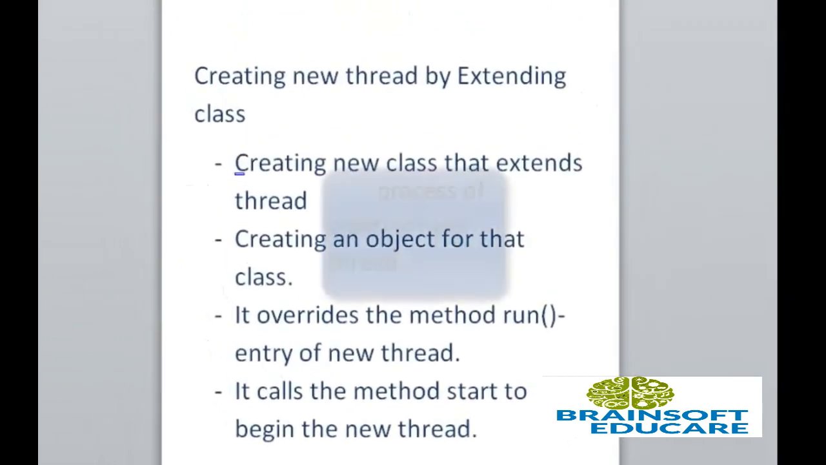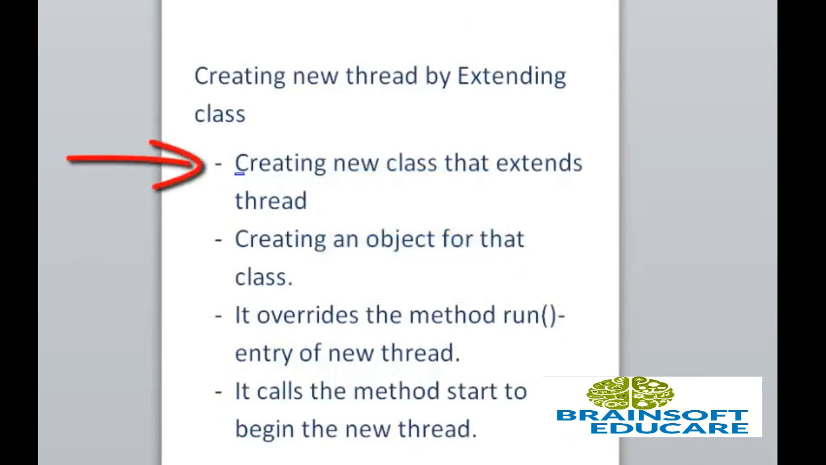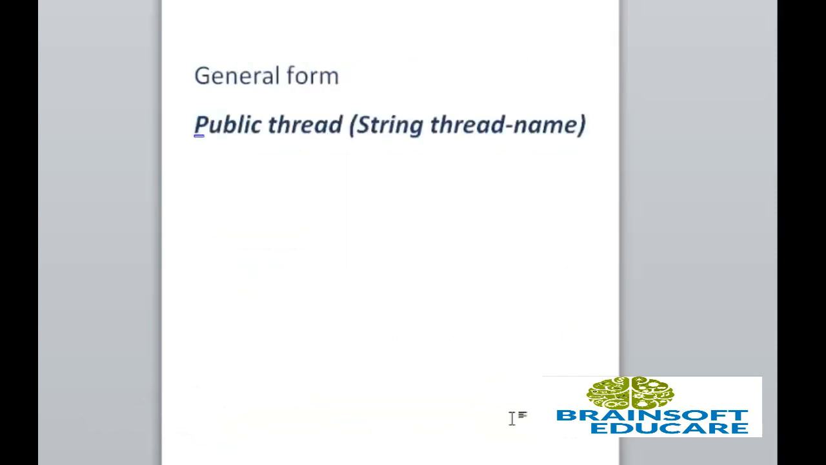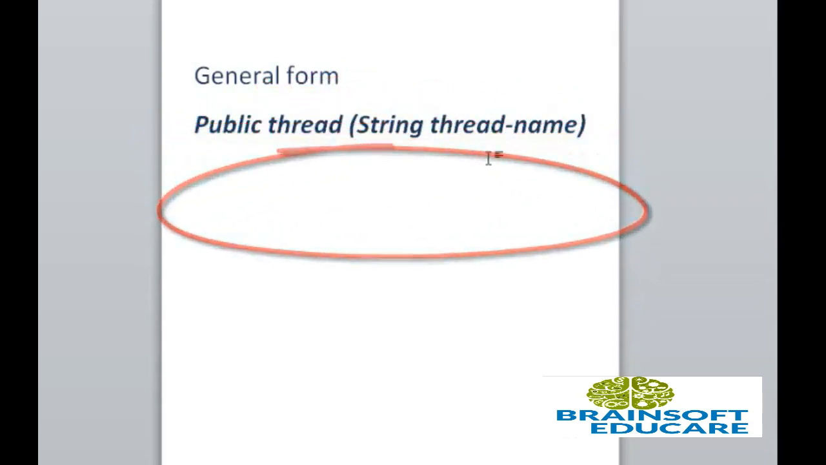Now let's take a look at how to create a thread by extending a class. Here are the steps. First, create a new class that extends Thread. Second, create an object for that class. Third, override the run method, which is the entry point of the new thread. Then call the start method to begin the new thread. This is the simple structure of a thread. Here public is a keyword, Thread is a keyword, and threadName is the name of the thread which belongs to String.